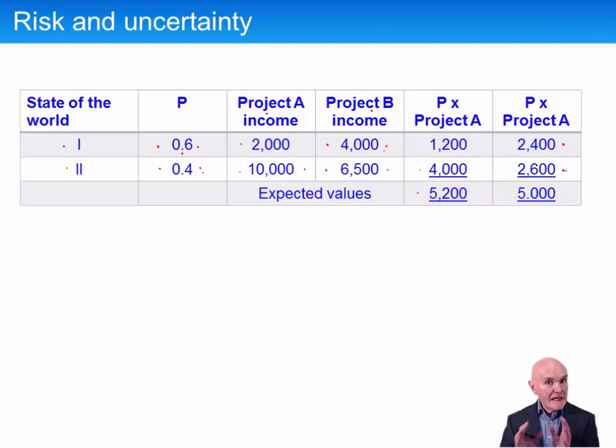And pure, rather naive expected values would say you should choose the project which gives you the higher expected value. So it would be pointing here towards Project A. 5,200 beats 5,000. What might be wrong with that conclusion?